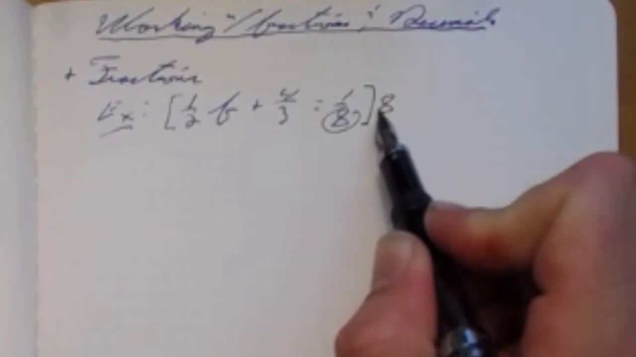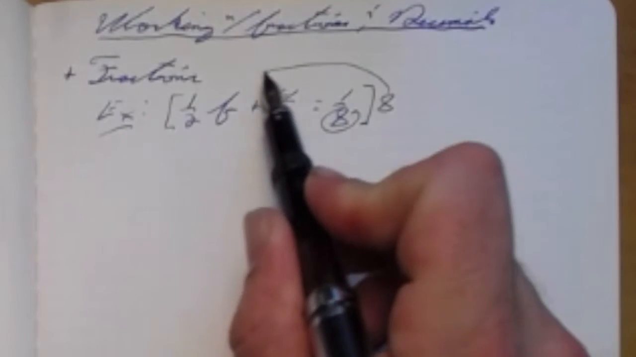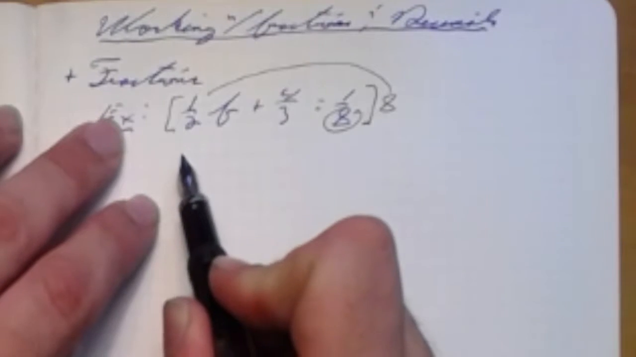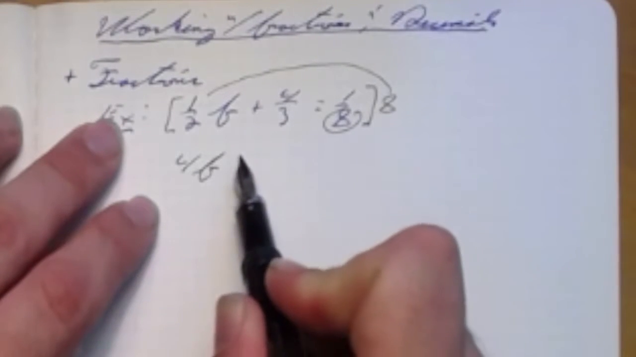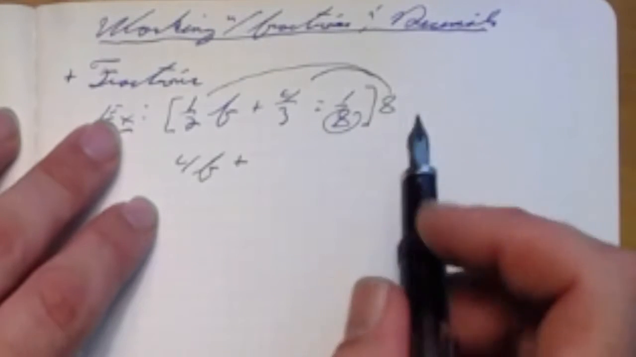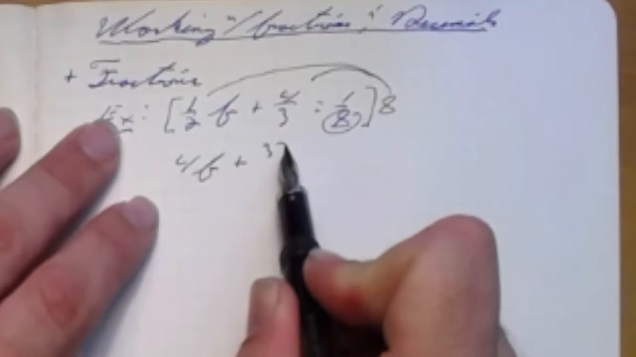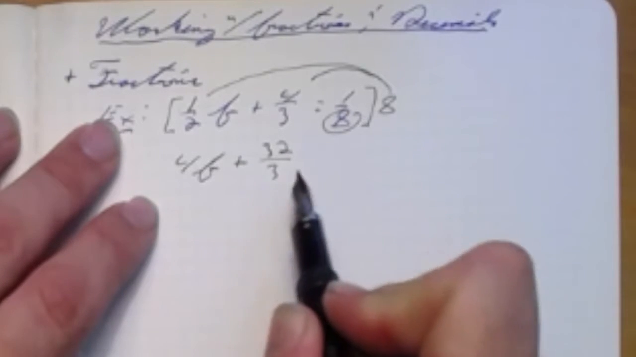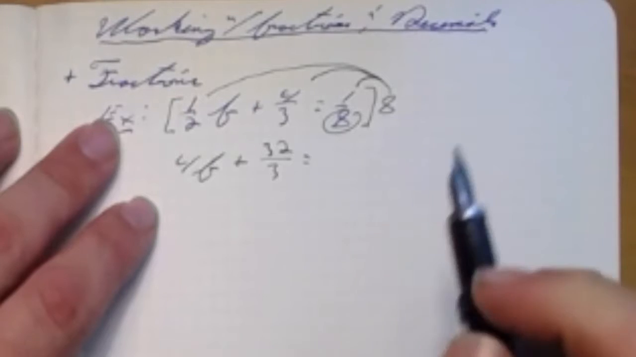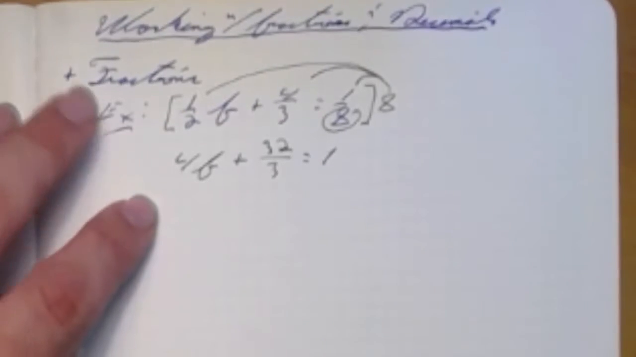So if I multiply everything by 8, 1/2 of 8 is 4, and that's an F. So I write 4F plus 4 times 8 is 32, and that does not divide by 3, so I'm going to leave the 3 in the denominator, is equal to 1/8 of 8 is 1. But I still have a denominator, so it's not really ready for me to work with yet.